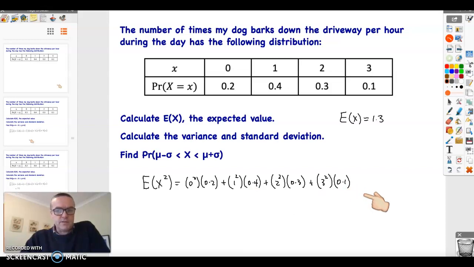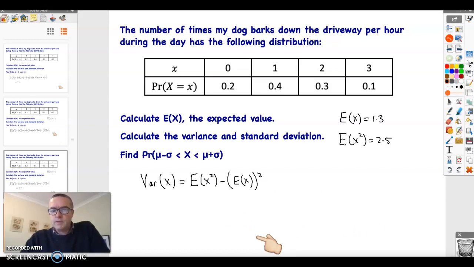It's a bit of number crunching for the calculator. In this particular case, we get a value of 2.5. And so we're just going to record that. So you can see here I've just made a record of our mean. That's the expected value of x squared.